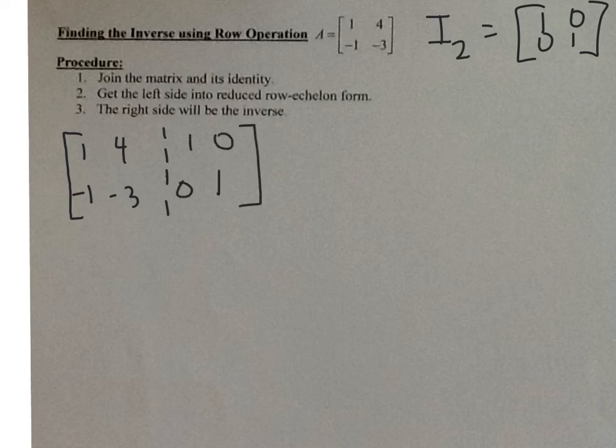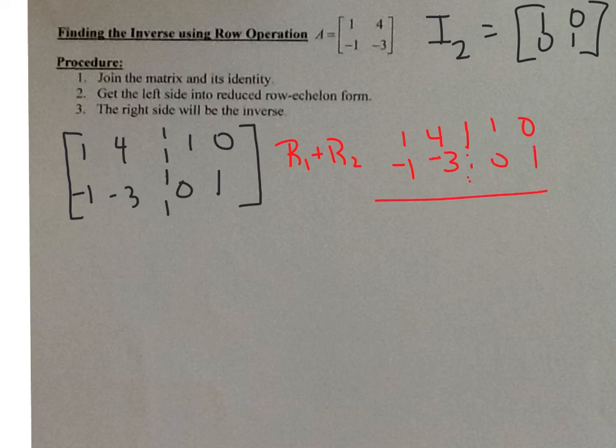All right, so what we want to do is get this side over here in row echelon form. So I want to have a 1, 0, 0, 1. So I basically want to get this over here. Right, so I'm going to use row operations. This is already a 1, so I want to make this a 0. So I can add row 1 plus row 2. So row 1 is 1, 4, dot, dot, dot, 1, 0, and row 2 is -1, -3, 0, 1. So I get 0, 1, dot, dot, dot, 1, 1. So that's my row 2.